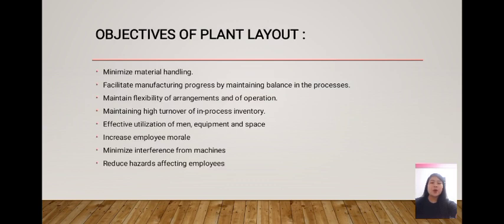So let's proceed to the objectives of plant layout. Here are the objectives of plant layout: minimize material handling, facilitate the manufacturing process by maintaining balance in the processes, maintain flexibility of arrangement and of operation, maintain high turnover of in-process inventory, and effective utilization of men, equipment, and space. The next is to increase employee morale, minimize interference from machines, and the last, reduce hazards affecting employees.